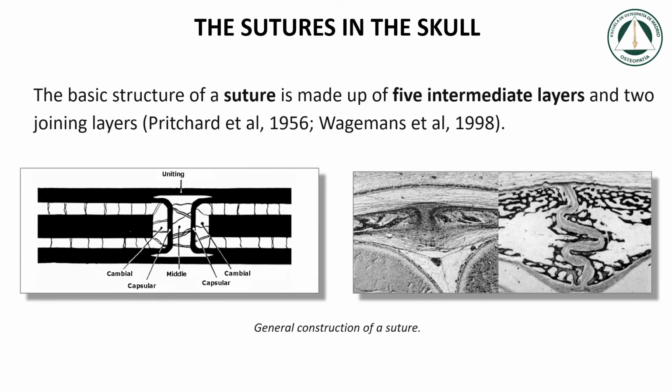There are 5 intermediate layers, and 2 tie layers, that comprise the basic structure of a suture. The picture on the left side shows a general microscopic construction of a suture. Observe the capsular layer in each edge of the bone, the cambial zone inside, between the bone and the cranial bone, the sutural ligament in the middle plus a peripheral union layer. The two views on the right show the aspect of the sagittal suture in microscopy.